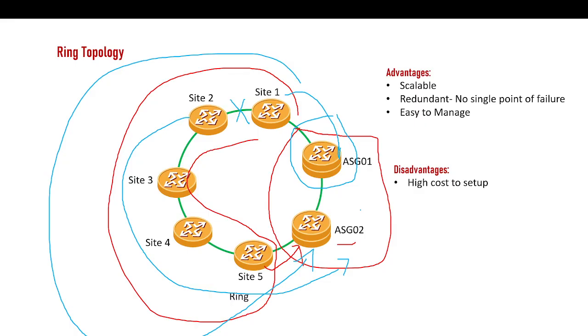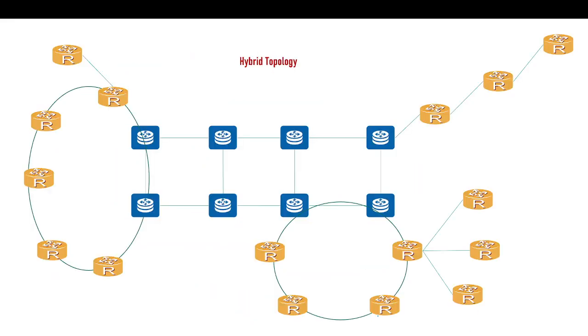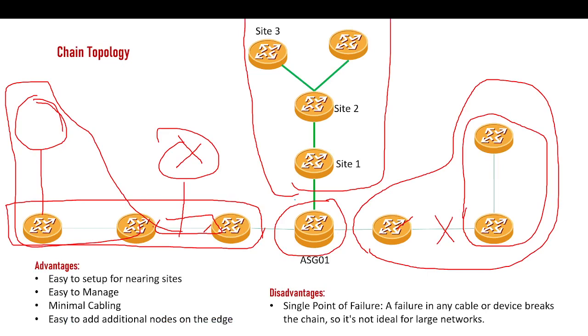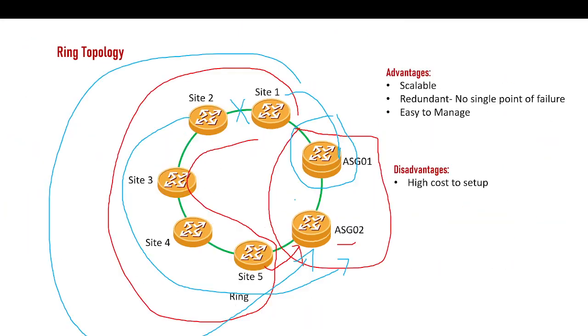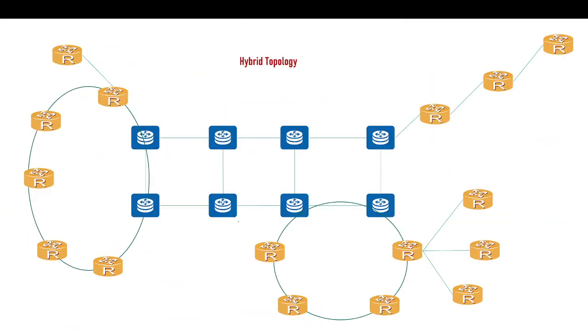And it's the most preferred topology for service provider networks because of its scalability and the redundant nature of the ring setup. Now, the most common topology is the hybrid topology. With the hybrid topology, we have a mixture of the star, the chain, and the ring. And this is the most common on many service provider networks. This is what you will find.